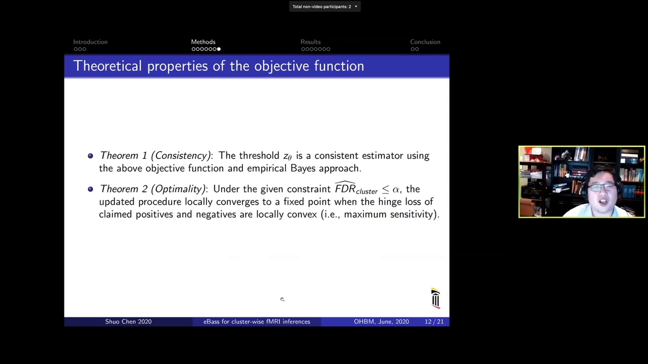We have some theory developed, and we'll post the theorem proof on bioRxiv, that the threshold Z is a consistent estimator. The first is the consistency theorem. The second is optimality. Basically, for all cutoffs that satisfy that the cluster FDR is less than alpha, our selected primary threshold using the objective function will give you the maximum sensitivity.